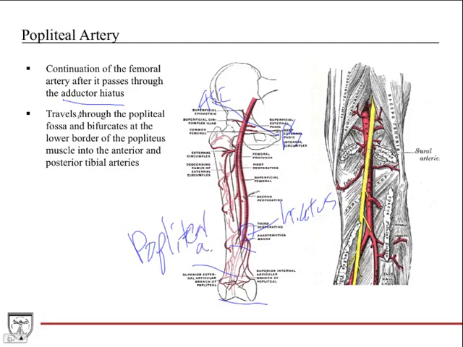So the popliteal artery, it travels through the popliteal fossa. So you can see that here. Here's the popliteal artery traveling here. This is a posterior view. Here's your biceps femoris. Here's your pes anserinus tendons right here. So the popliteal artery travels through the popliteal fossa, and then it bifurcates at the lower border of the popliteus muscle. So here's the popliteus muscle right here. And then as you can see, just below the muscle here, it splits into the anterior and posterior tibial arteries, which then go on to supply the different compartments of the leg.